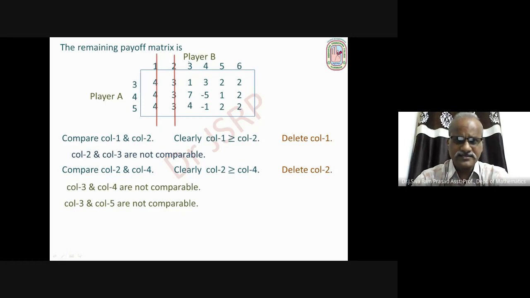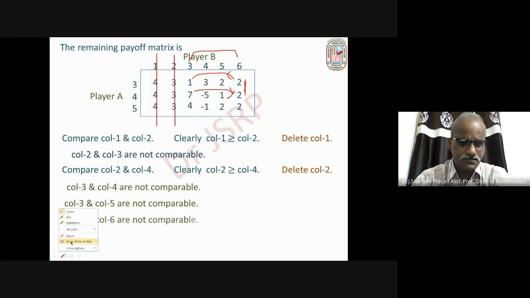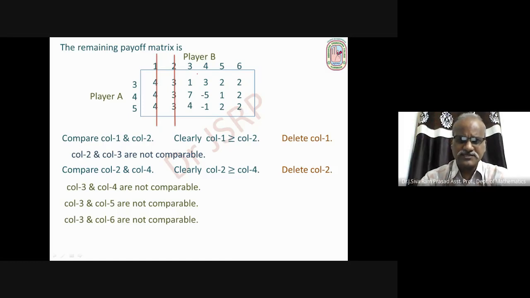Next combination, compare column 3 and column 6. So 1 less than 2, but 7 greater than 2. So here 1 less than 2, here 7 greater than 2. So we have two different inequalities. Therefore column 3 and column 6 are also not comparable. So all possible combinations with column 3 are over. Next, go for column 4.